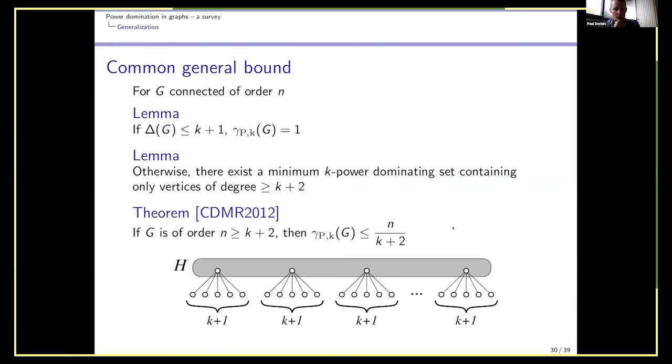So this is the k plus 1 crown. If you take any graph H and you add k plus 1 leaves to each of its vertices, then you cannot propagate. So you have the same fact that you must pick all the vertices of H to power dominate the graph. And so the bound is that gamma_Pk is at most n over k plus 2. This may remind you of the bound for gamma: when k is 0, it is the usual domination, and you get n over 2. So the n over 3 that we saw at the beginning is quite natural from this.